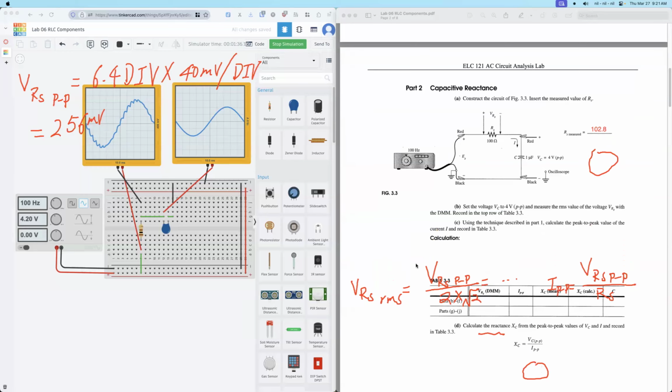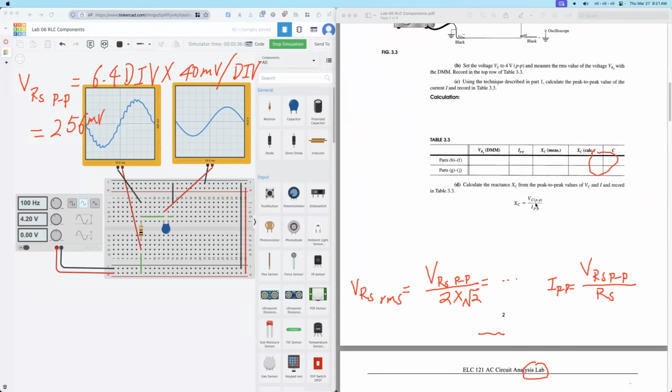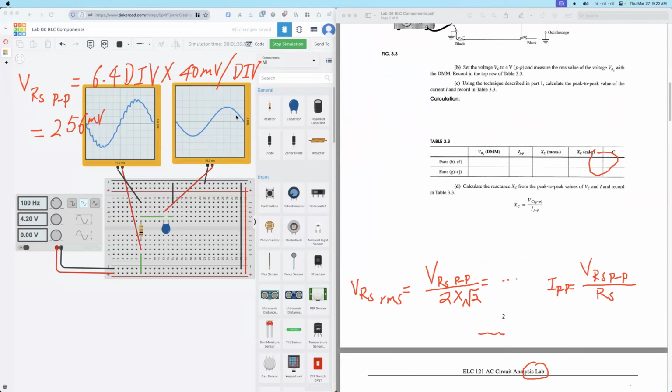Then the last one, after you get the current, you can use this formula to get the reactance, XC. So XC is VC peak to peak value, which we know is 4, divided by the current. Then you get the XC. So put it in here. This is a calculated value.